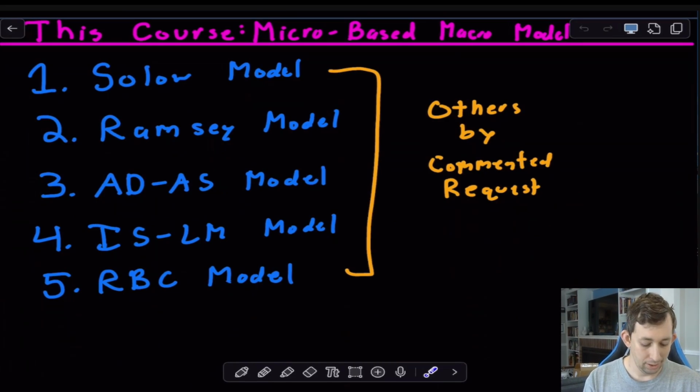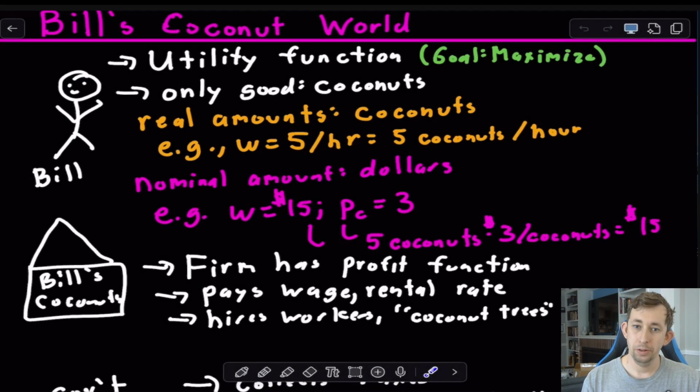So I want to go through each of these models and ask the question, can we turn these into a micro-based macro model rather than just a top-down model, and see if it makes the math easier, see if it makes the intuition easier. In order to use a micro-based macro model, let's talk about exactly how we would set up a person who lives within these models.